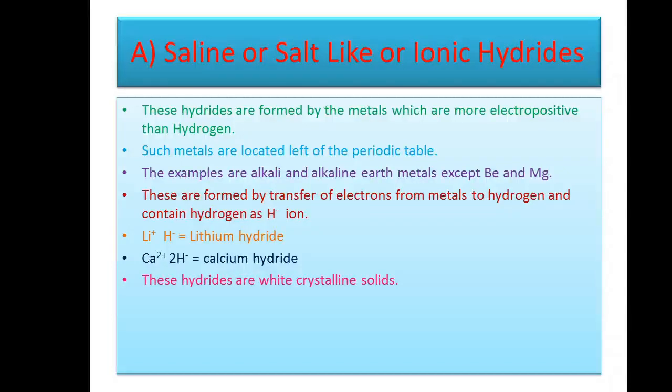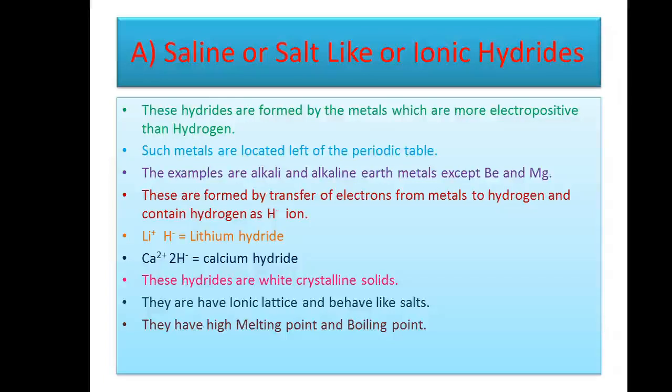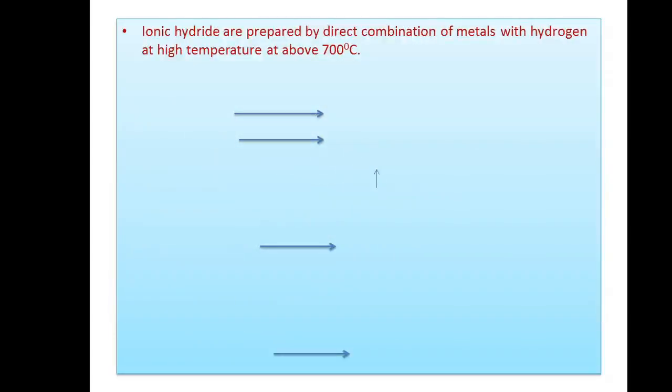These saline or salt-like hydrides are white crystalline solids. They have an ionic lattice and behave like a salt. They have high melting point and boiling point. They conduct electricity in the molten state, giving H plus and H minus. The ionic hydrides are prepared by direct combination of metal with hydrogen at high temperature, at about 700 degrees Celsius.